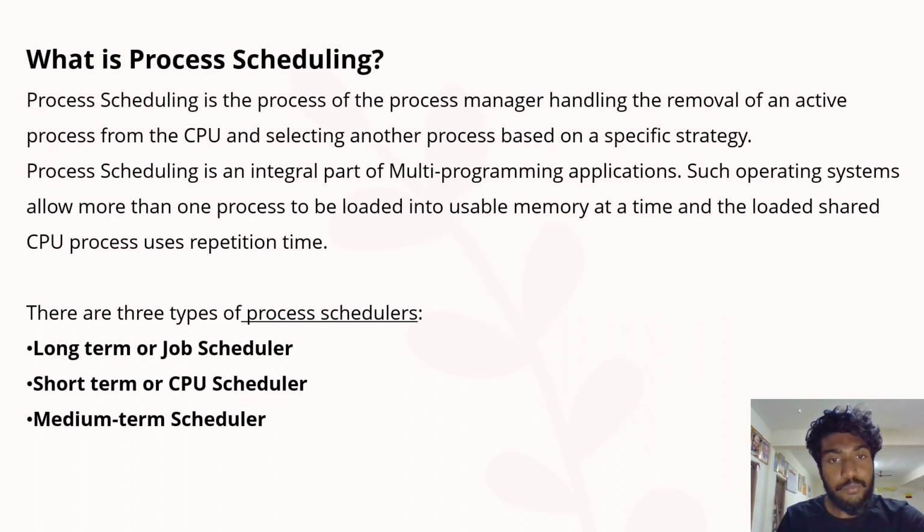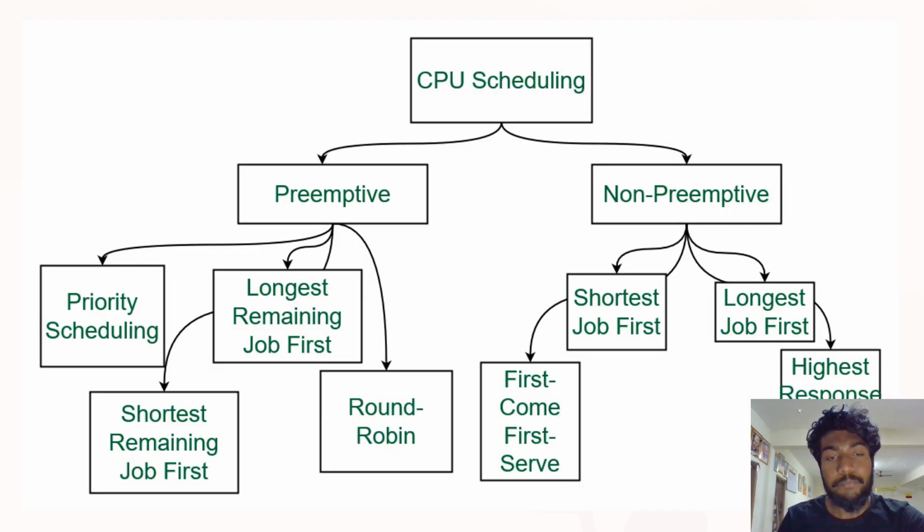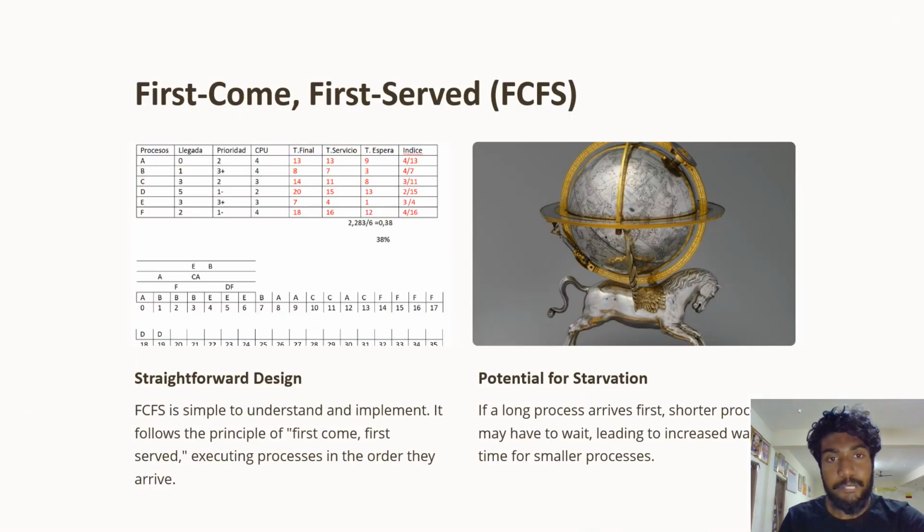There are three types of process schedulers: long-term or job schedulers, short-term or CPU schedulers, and medium-term schedulers. You can see a tree where CPU scheduling is divided into preemptive and non-preemptive, and based on that, the subclasses have been divided. First come, first served. FCFS.